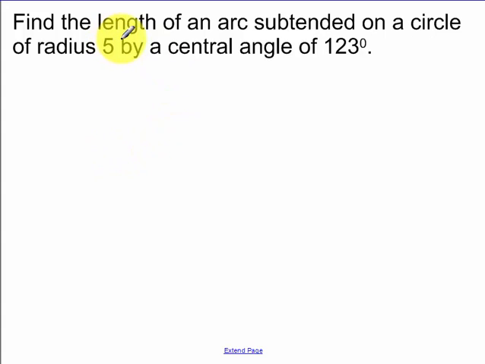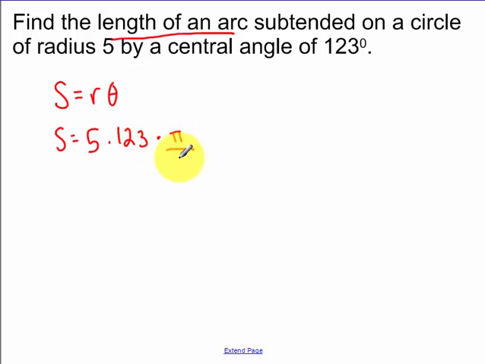So I need to find the length of the arc. So we're going to use S equals r theta. Radius is 5, and our central angle is 123. So our theta is 123, but I need to convert that to radians. And in calculus, we're going to round to 3 decimal places. So 10.734. So your answer needs to be correct to 3 decimal places.